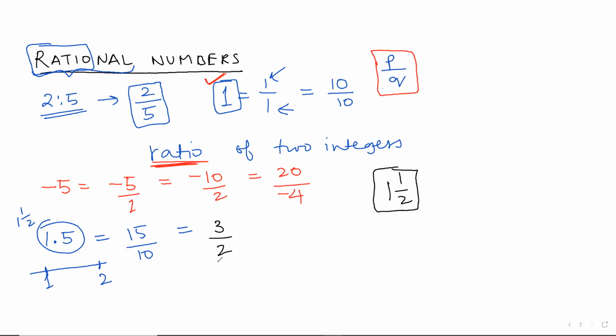All right. So that's 1.5. Next, let's talk about 0.3 and so on. Is this a rational number? By the way, this can also be written as 0.3 bar. You know what bar means? Yes, ma'am. And 3 repeats. Yeah, 3 repeats itself.